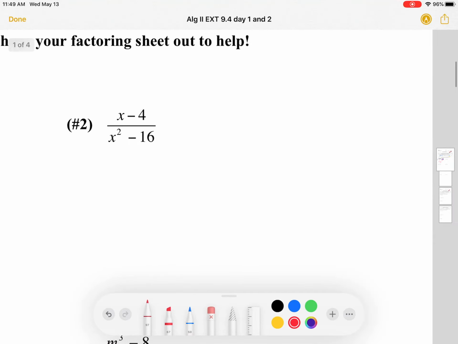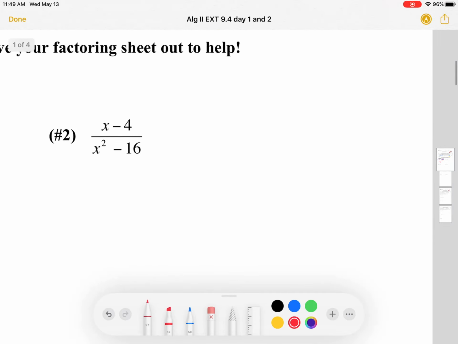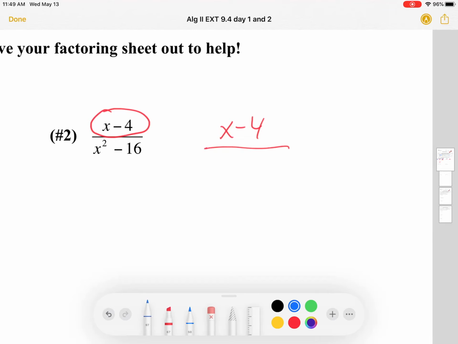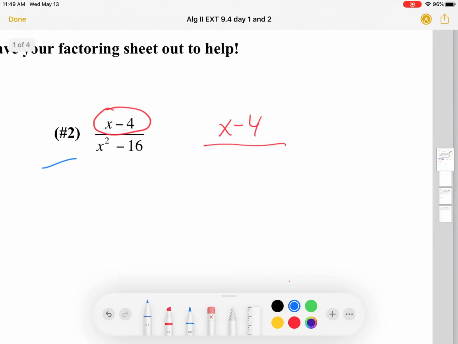Okay, on to number 2. Oh boy. Number 2 says x minus 4 over x squared minus 16. Again, look at the whole numerator. The numerator, I can't factor at all. X minus 4 is just x minus 4. Now the denominator, you might remember that this is difference of squares. I'll write this down, difference of squares. It's difference because I'm subtracting in the middle, and it's squares because they're both perfect squares.